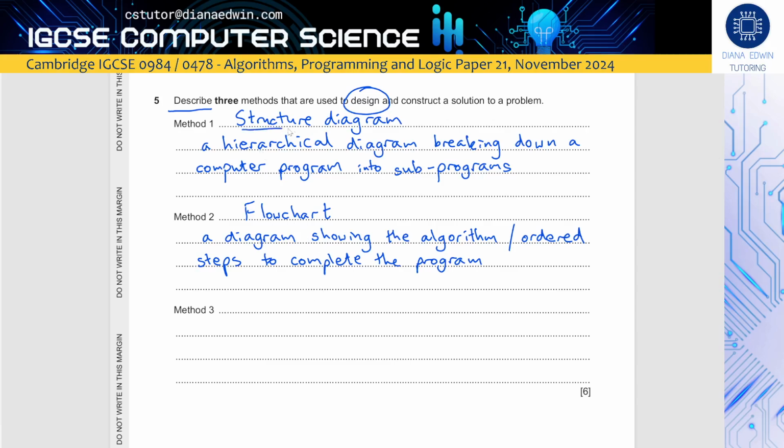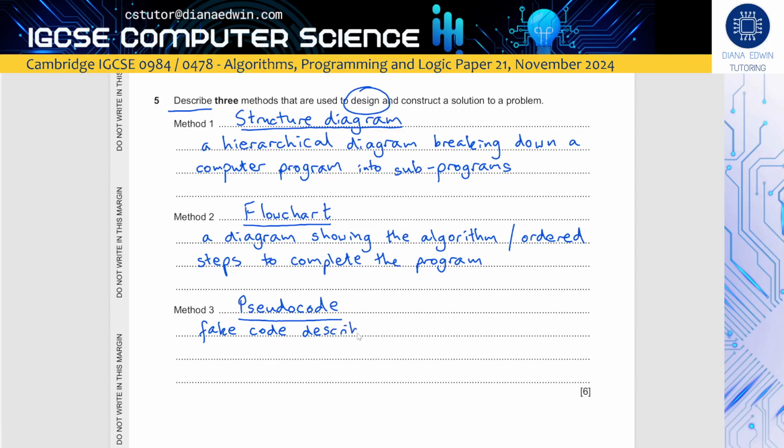So here's our first method that we've got, a structure diagram. The second method we've got is a flow chart. And the third method, everyone's favourite, pseudocode. Pseudocode can be used to help us design our solution. What is it? Well, I'm going to call it fake code.